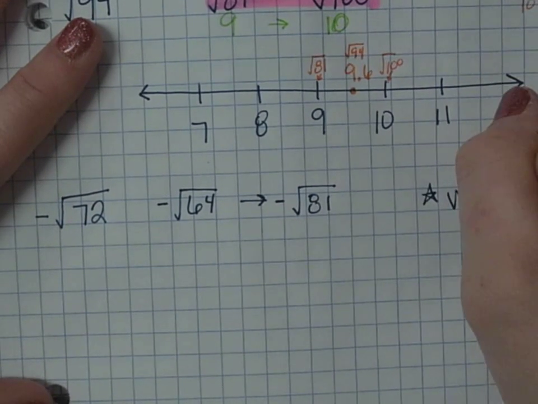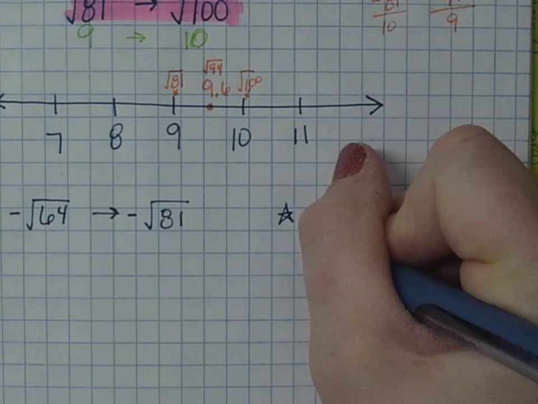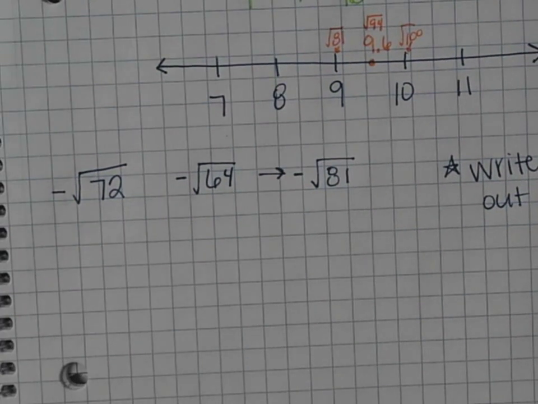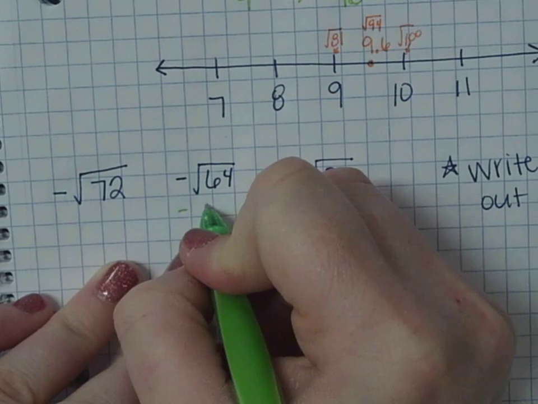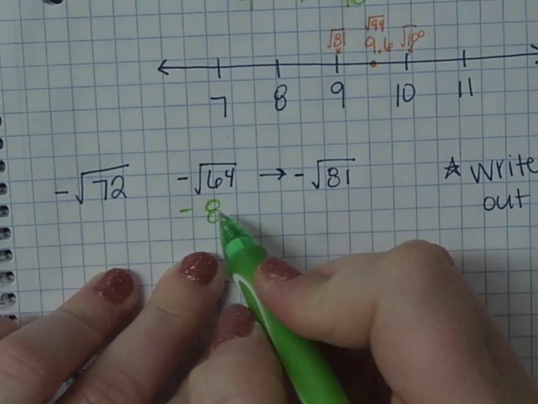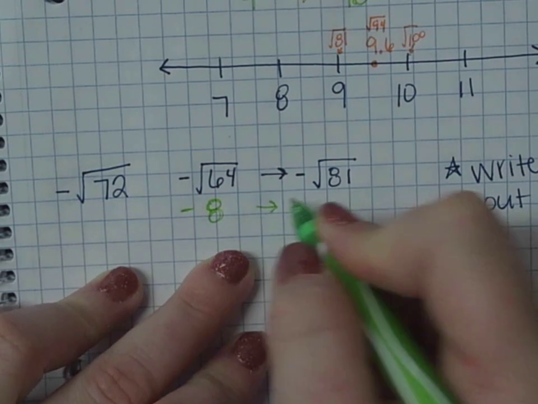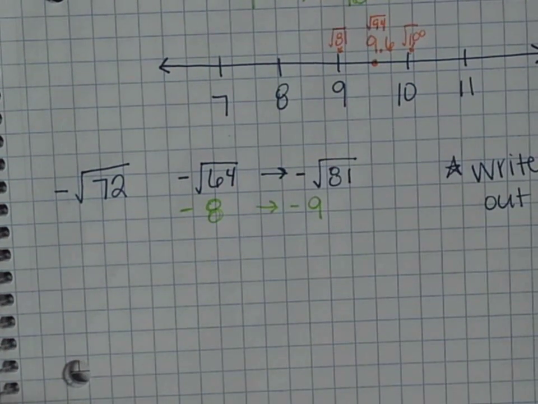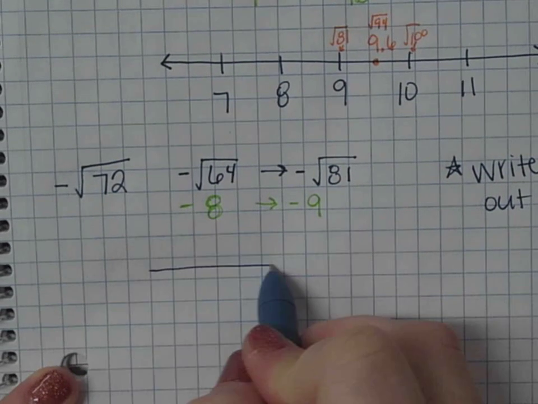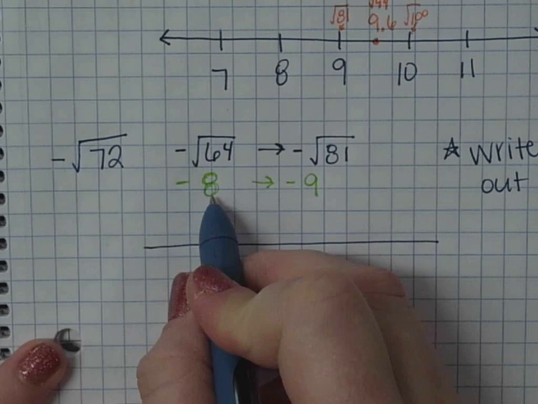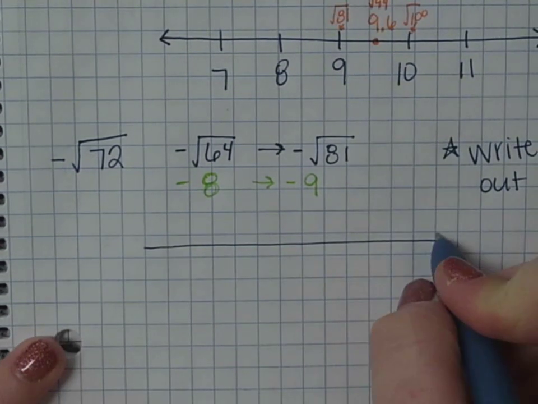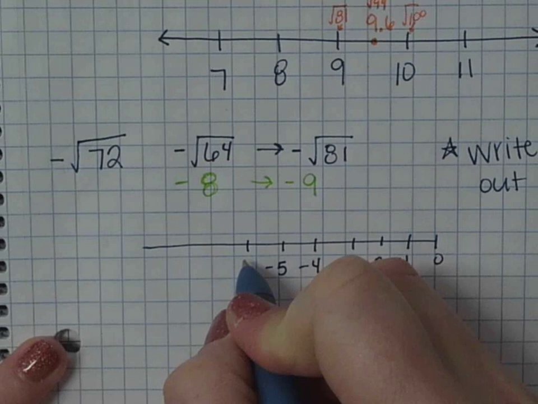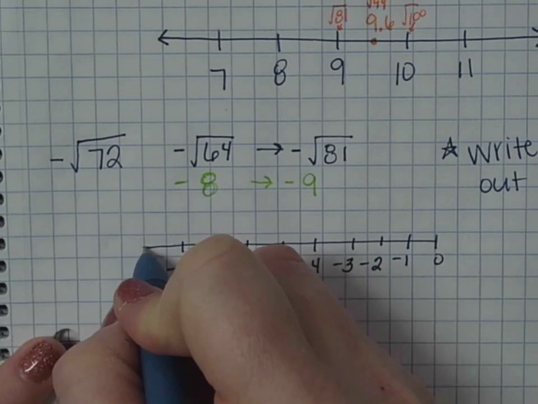So write negative out front. Okay, so then find the square root of 64, which is 8, so it'd be negative 8. Remember, order of operations, you have to do the square root, just like you have to do an exponent first. You have to do the square root, and then you would take the negative. So then it would be negative 9. Draw it on a number line. The only thing here is, remember, when you're doing negative numbers, I would have to go 0, negative 1, negative 2, negative 3, negative 4, negative 5, negative 6, negative 7, negative 8, negative 9.